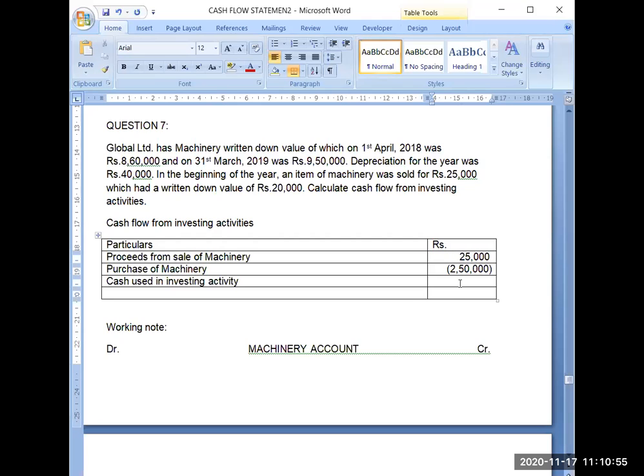Two lakh 50,000 minus 25,000, it will be 2,25,000. And because it is cash used, that's why this answer will also be written in brackets. So generally the main points for investing activity will be very simple once you are familiar with the machinery account, that is, how to identify the inflow of cash and the outflow of cash due to the non-current assets.